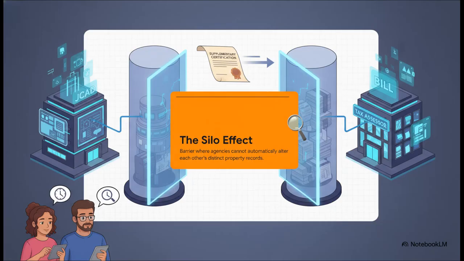This administrative barrier is what we call the silo effect, and it perfectly explains why filing an exemption with JCAD doesn't instantly lower your bill at the tax assessor's office. The tax assessor cannot legally lower your bill until JCAD officially sends them a supplementary certification. Remember, they are totally distinct databases. Patience and maybe a little follow-up are your best friends here.